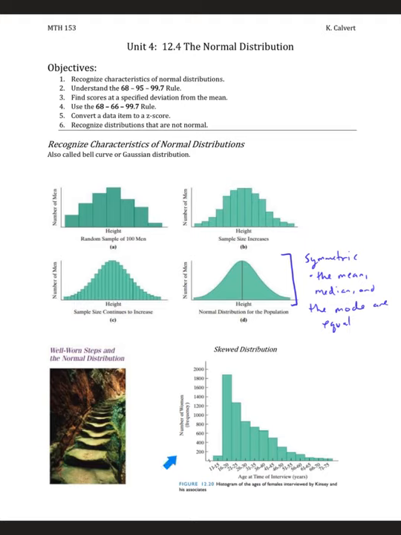This right here is what we call a skewed distribution because it does not take on that normal distribution shape. We're not going to do very much with this. I just wanted to mention it, so if you see it, you know what it's considered.